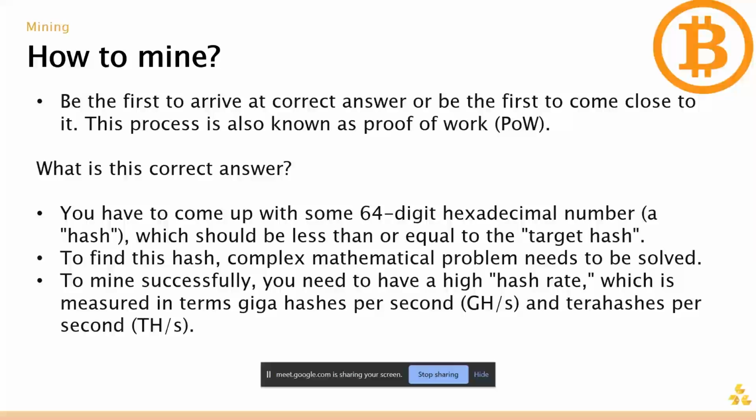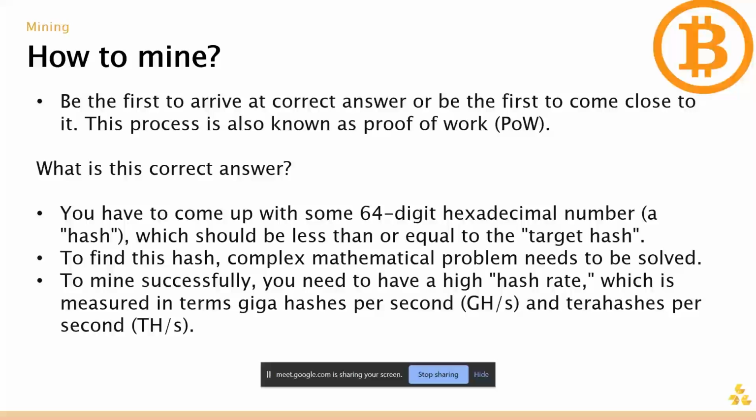This process is also known as proof of work. So, what is this correct answer? The correct answer is that you have to come up with some 64-digit hexadecimal number, a hash, which should be less than or equal to the target hash. As I said earlier, you have to solve some complex mathematical problem to arrive at a hash. The hash which you have arrived at should not be greater than the target hash.